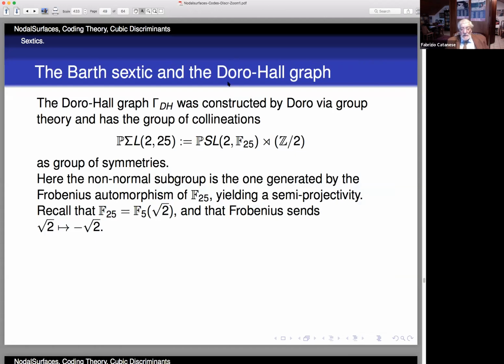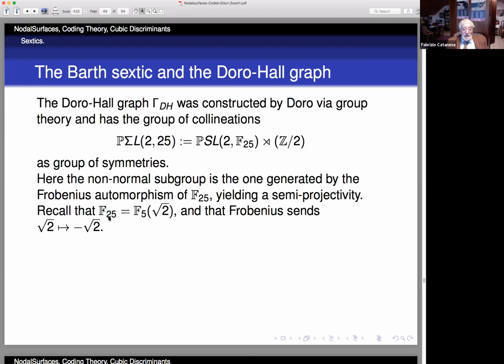And what is the way that Doro constructed this graph? Doro constructed the graph via group theory. You take the group of collineations on the projective line over a field with 25 elements, which is a semi-direct product of PSL2(F25) times Z mod 2, where Z mod 2 is generated by Frobenius. The non-normal subgroup is the one generated by the Frobenius, and Frobenius is a semi-projectivity.